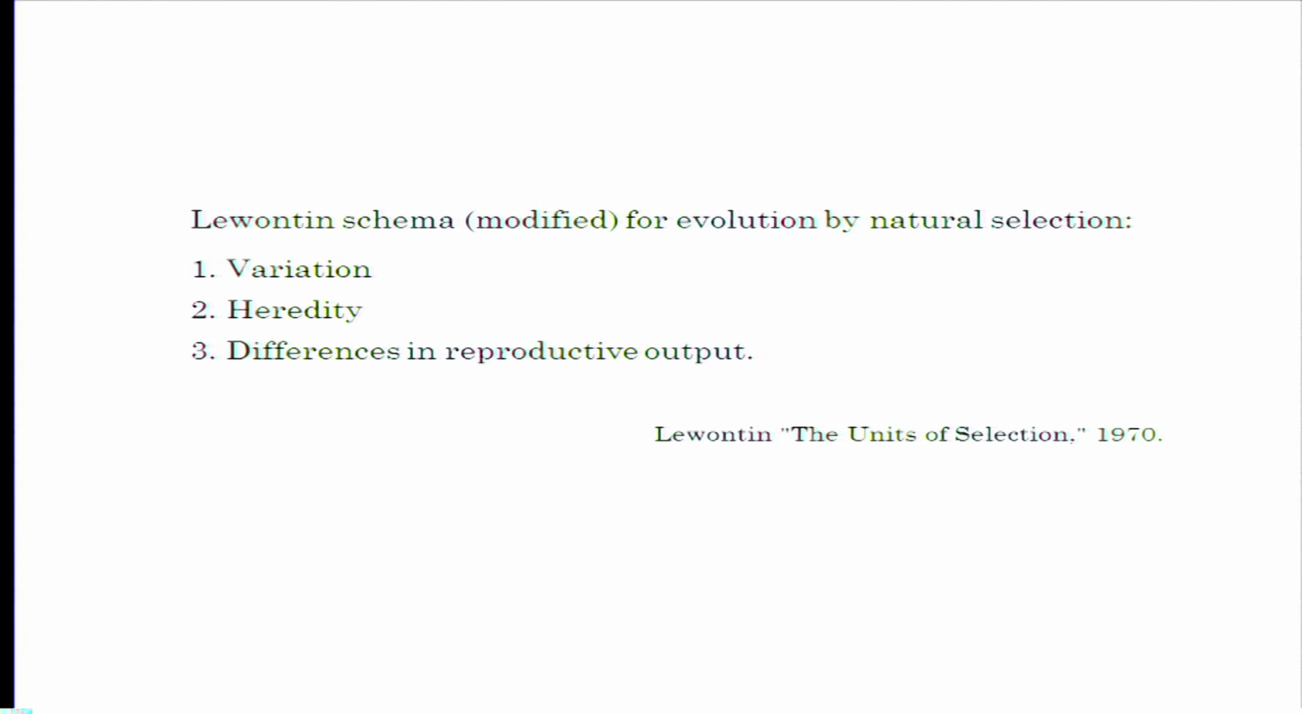Now, the way I'm going to approach this is by approaching it through the theory of evolution by natural selection. So I accept a sort of standard three-part Lewontin-style summary of what evolution by natural selection involves: variation, heredity, and differences in reproductive output. Any population of entities that fits those criteria, I take it, can evolve by natural selection.